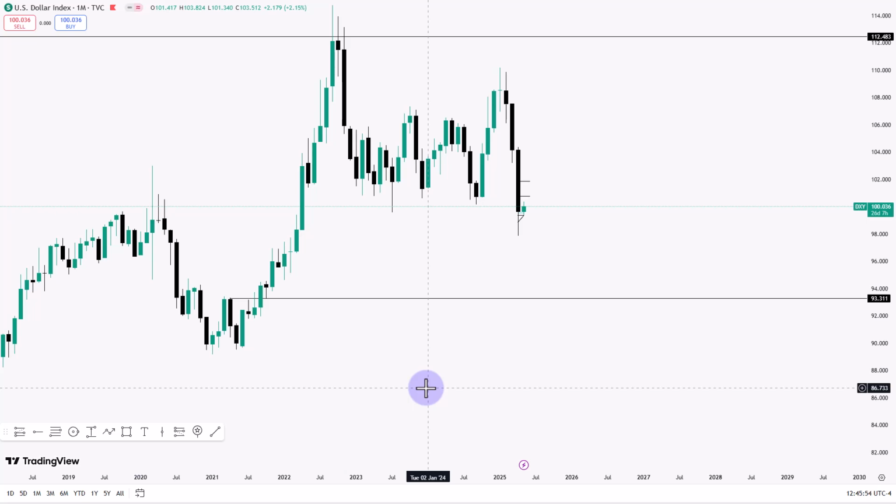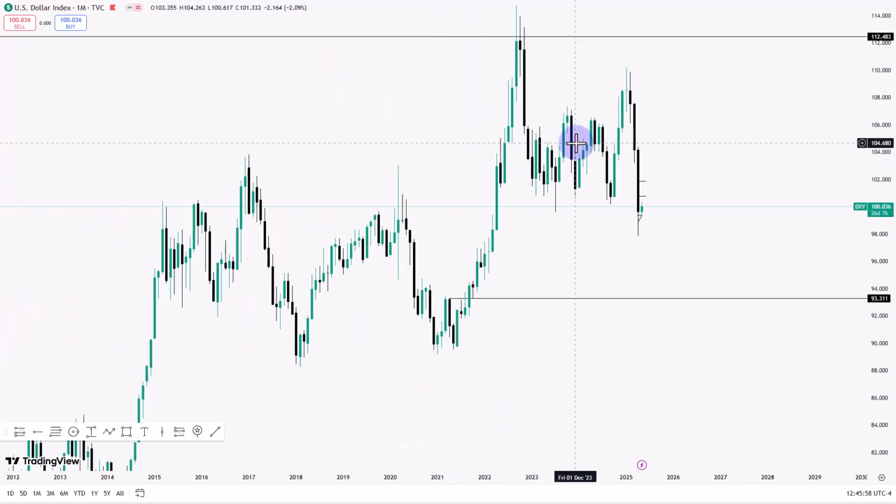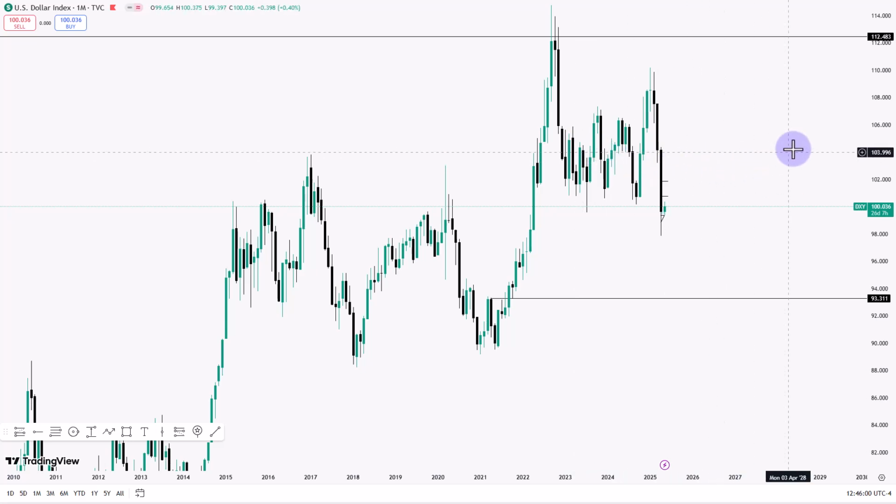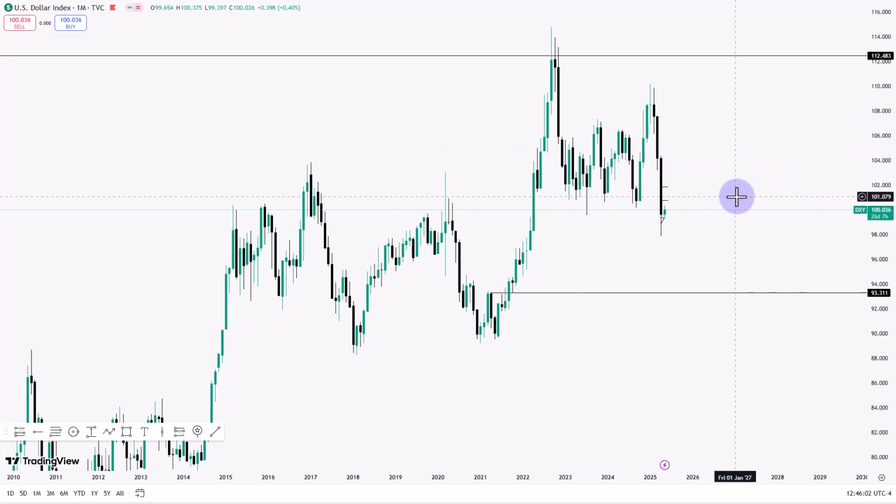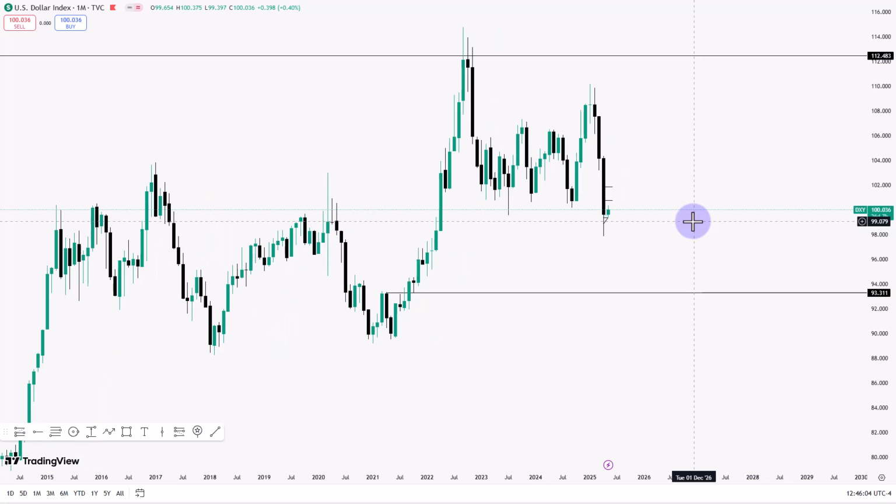Okay, and determining the next drawn liquidity. These are two things that are very important for you when you are looking at the dollar index from a higher time frame point of view. You need to study what the current order flow is, and to do that you simply just need to study the candles on the monthly time frame.